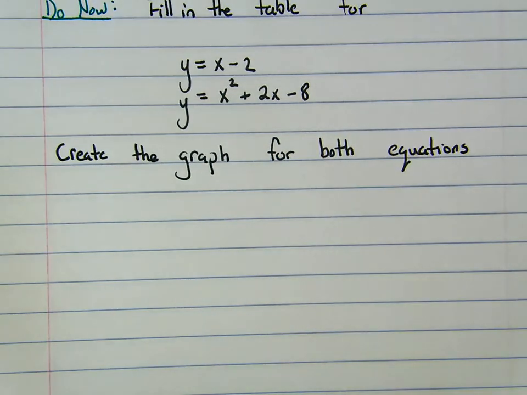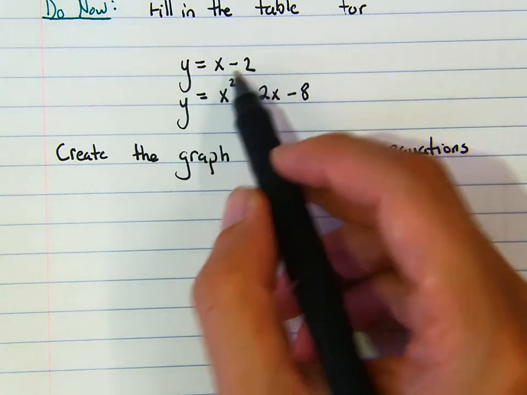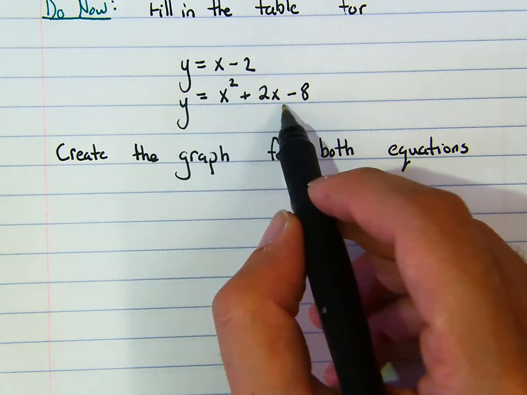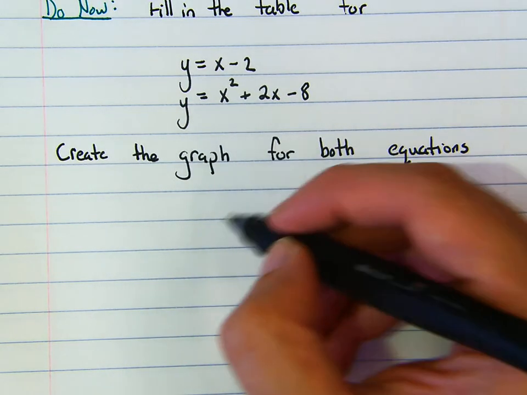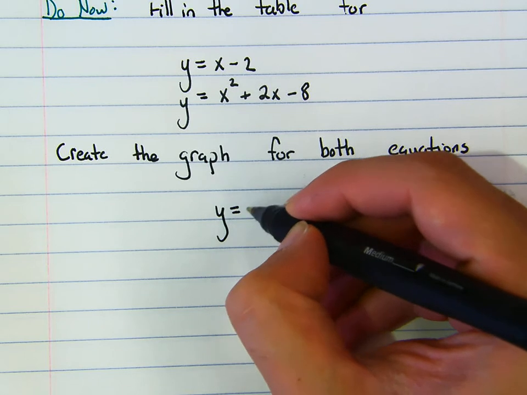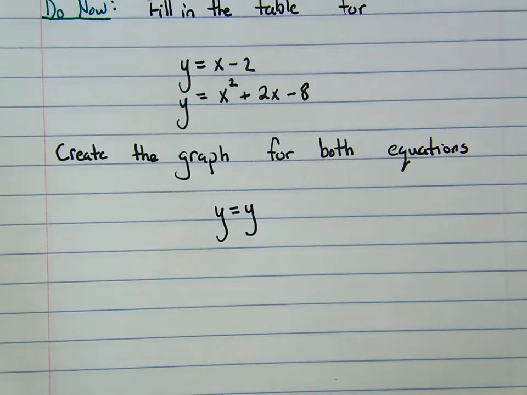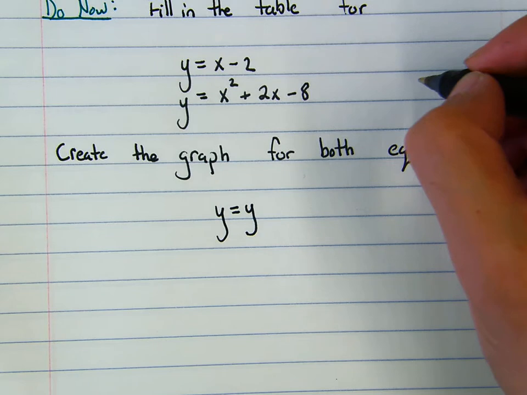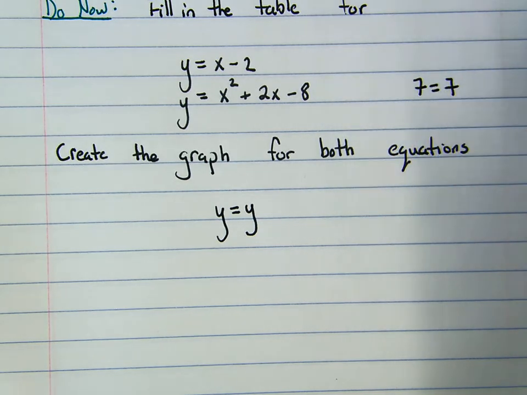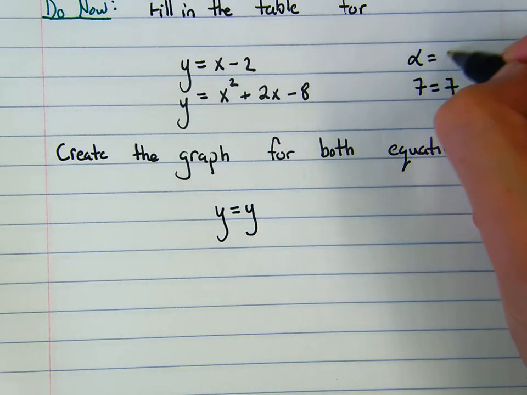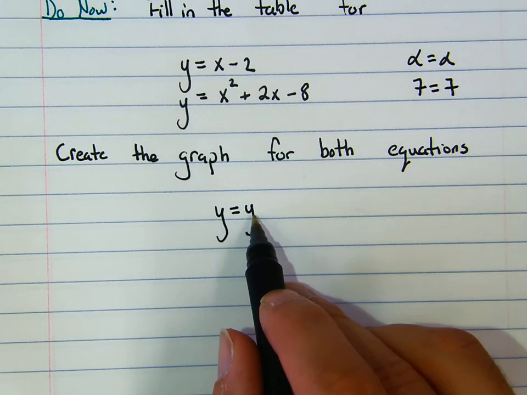Imagine if I have y equals x minus 2 and y equals x squared plus 2x minus 8. Is this a true equation if I say y equals y? Right? I could say that for anything. I could say like 7 equals 7. Alpha equals alpha. So notice that y is equal to y.